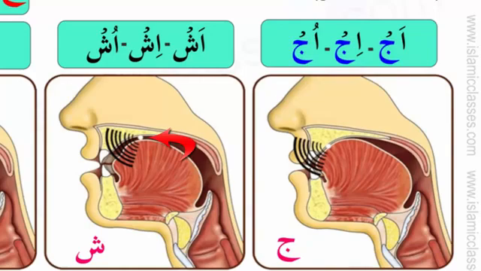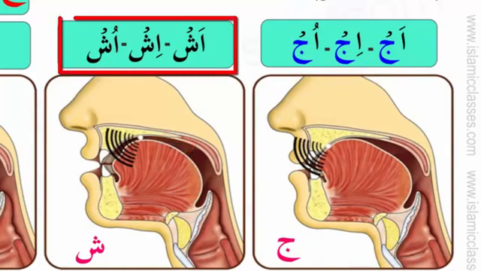Okay, now we just practice this sheen. So we say Hamza, Sheen, Fatha, Ash. A very minor sound comes out when we pronounce the sheen letter like Ash, because it's a spreading sound in the mouth. Hamza, Sheen, Fatha, Ash. Hamza, Sheen, Kasra, Ish. And the third is Hamza, Sheen, Dhamma, Ush.